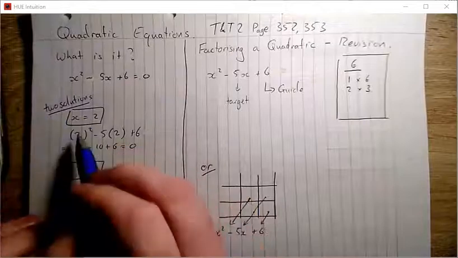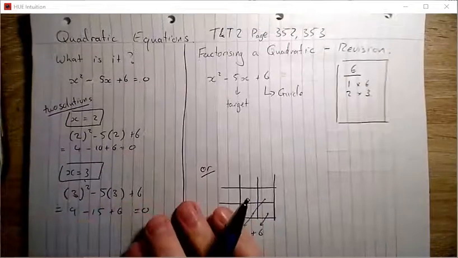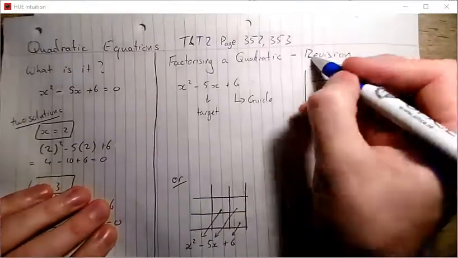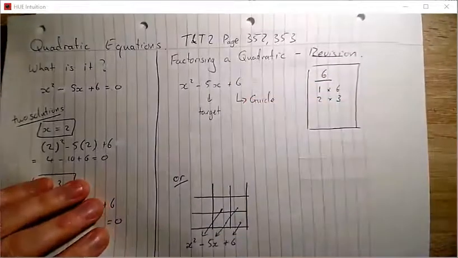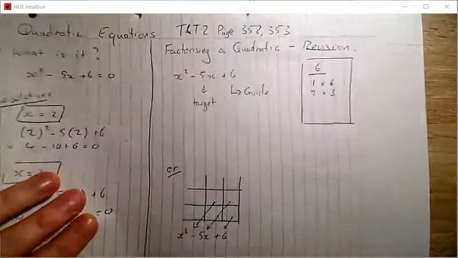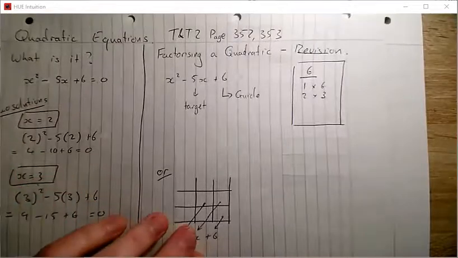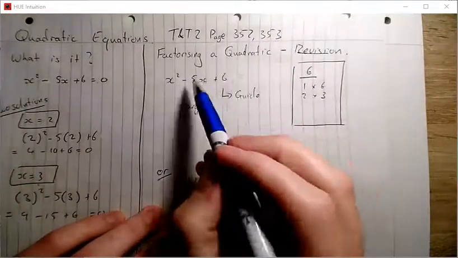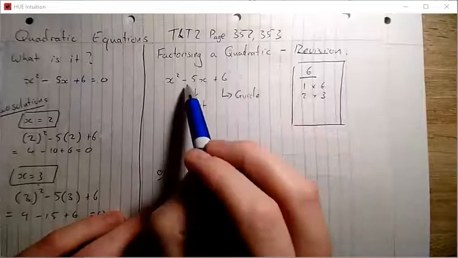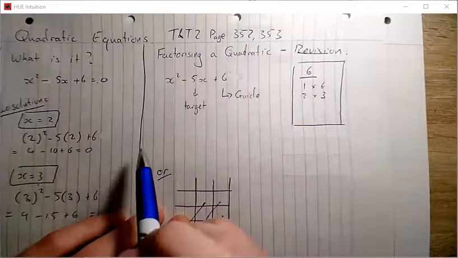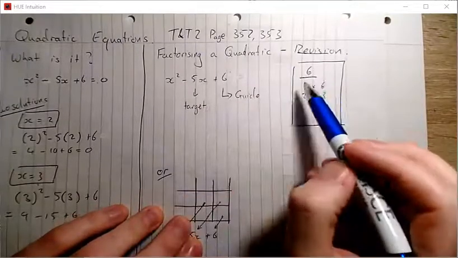Now, how did I get 2 and 3 there? I'm going to answer that in a minute's time, but first we need to do a bit of revision. How do you factorize a quadratic expression? So I'm going to show you two methods here. In both cases, we're going to call this number here the guide number and this number here the target number. So what you do first is you factorize the guide number.